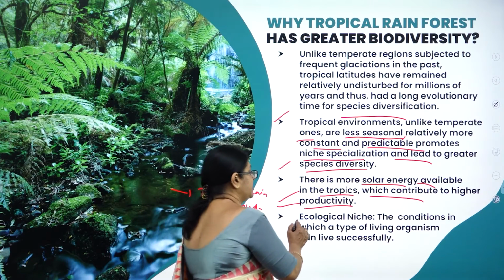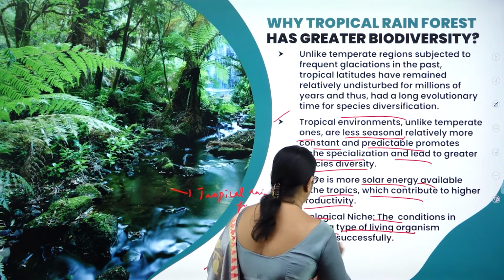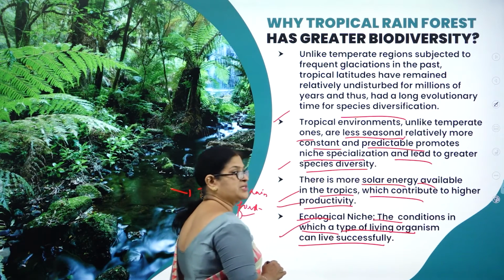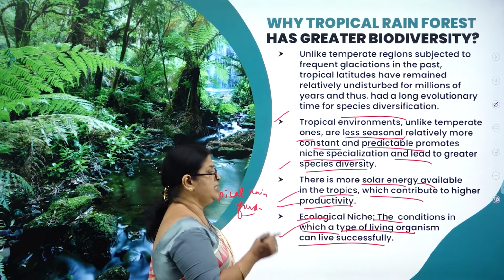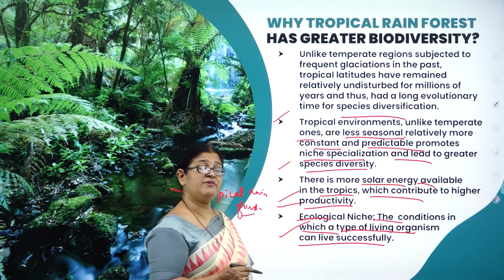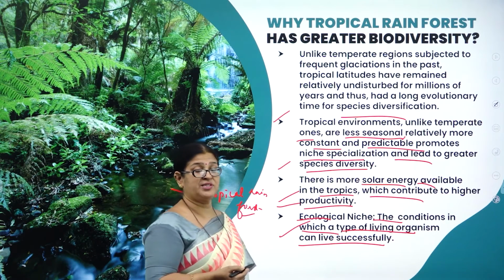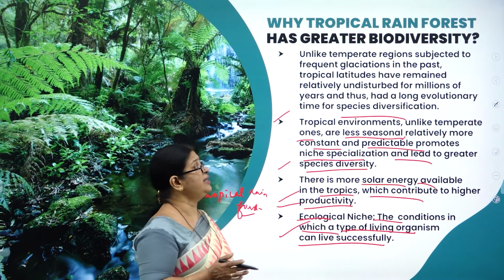Then what is an ecological niche? The conditions in which a type of living organism can live successfully is called an ecological niche. The conditions in which a type of living organism can live successfully. And that is also one reason for species diversity in a particular geographical area.